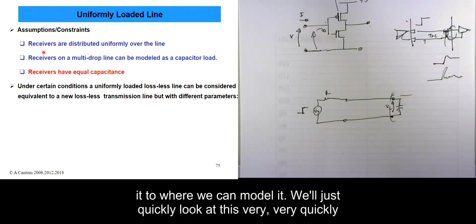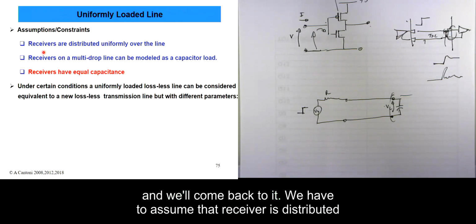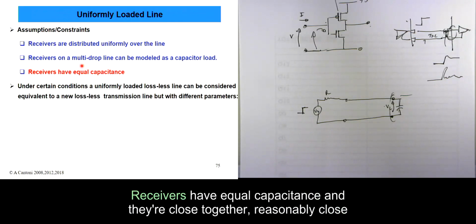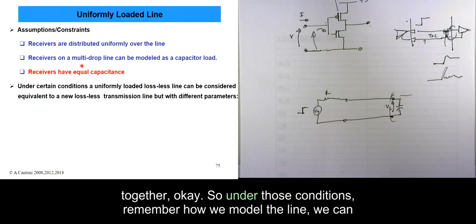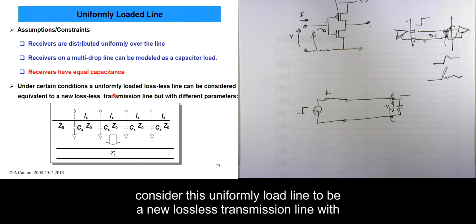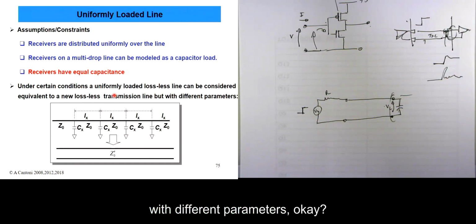Okay. So we make some assumptions anyway to get it to where we can model it. We'll just look at this very quickly, and we'll come back to it. We have to assume that the receivers are distributed uniformly over the line. We model them as capacitor loads, which we've already said. The receivers have equal capacitance, and they're reasonably close together. Under those conditions, remember how we model the line, we can consider this uniformly loaded line to be a new lossless transmission line with different parameters.